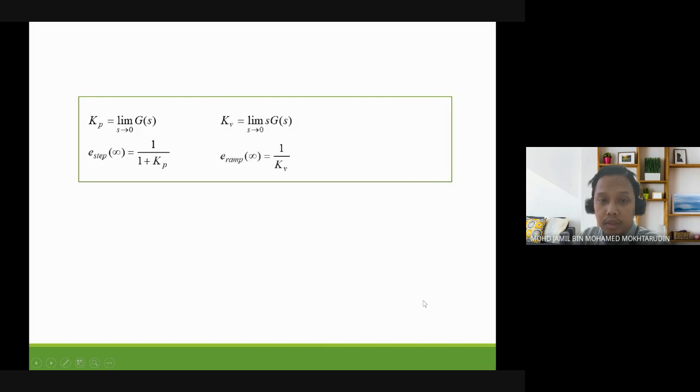Okay, so this is the summary that I told just now. So with Kp, the steady state error is 1 over 1 plus Kp. The first one here is for unit step input. The second one here is for ramp input. And the third one is for parabolic input.